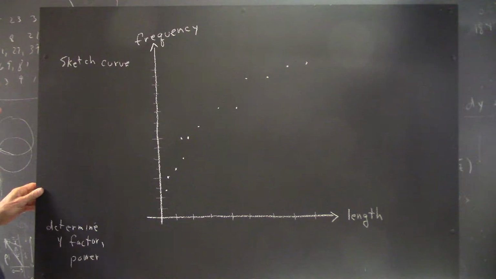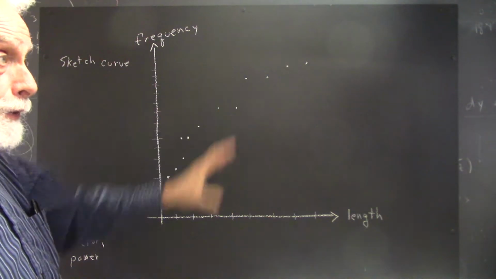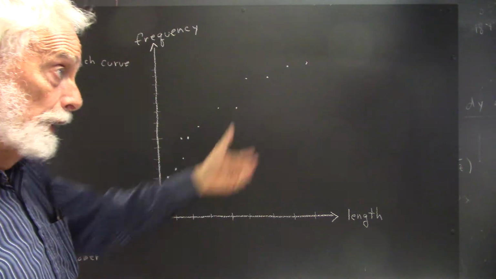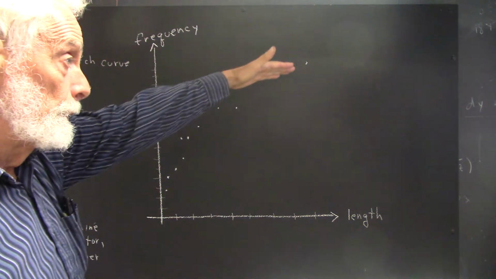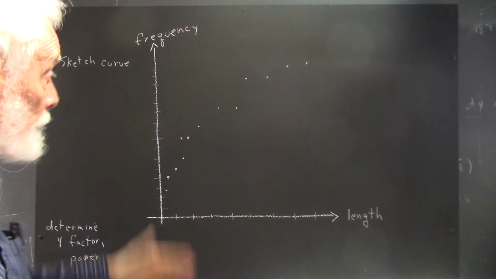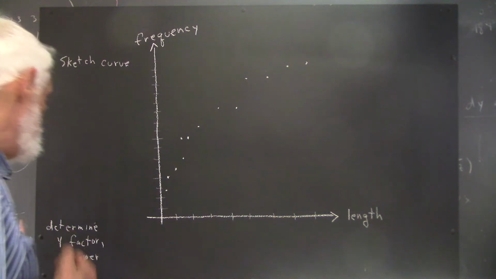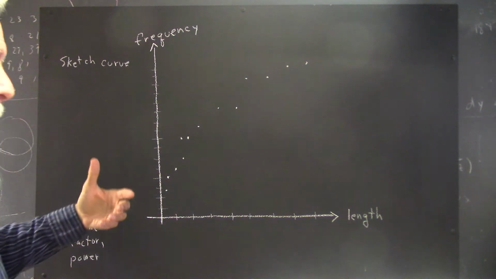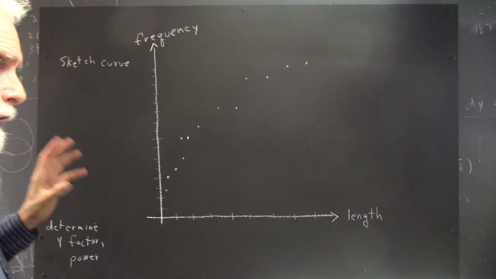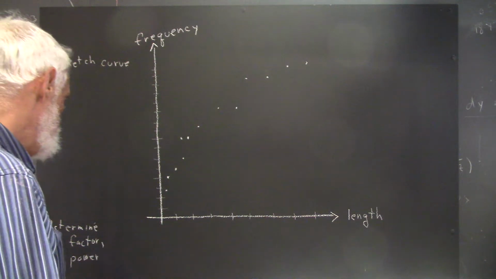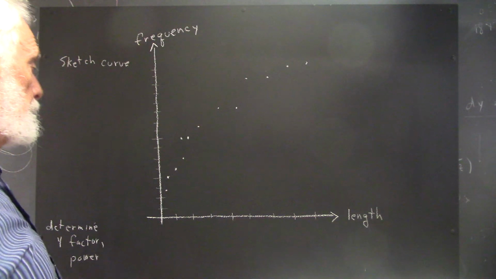Now, I'll emphasize that you don't need any numbers to do this. You don't have to have numbers down here. Now, there were actual numbers that led to these data points, but you don't need those numbers to determine the power, at least using the methods we've used. And in general, that is the case.